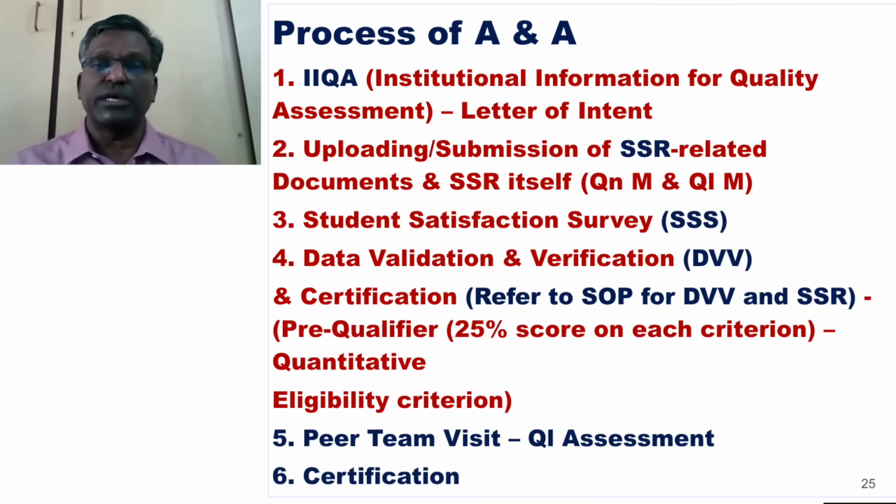In the same way, an institution, whether it is a college or a university, whether it is an autonomous college or an affiliated or a constituent college, has to submit an application, and that application is called Institutional Information for Quality Assessment, IIQA, and that is the first step in the process of assessment and accreditation.